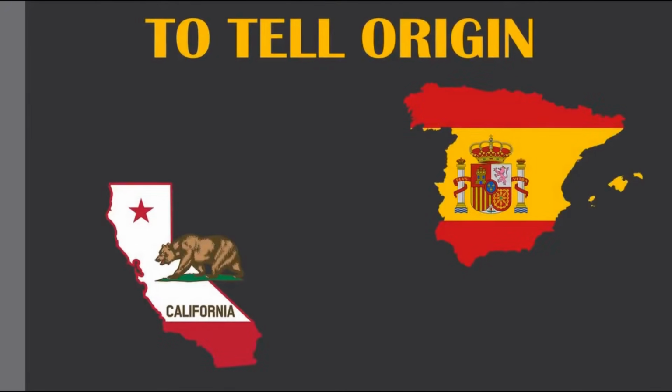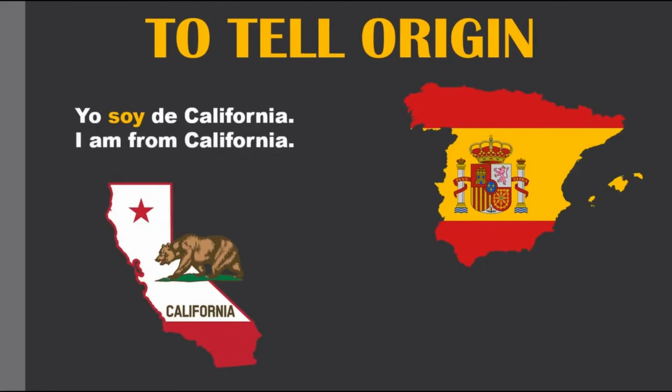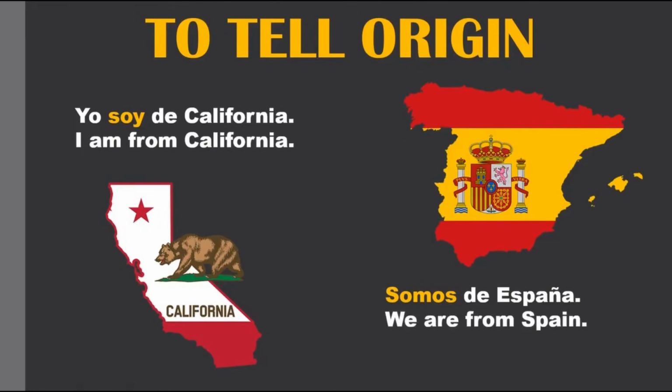To tell origin. Yo soy de California. I am from California. Somos de España. Now notice in this sentence I did not include the subject pronoun nosotros. This is because often subject pronouns will be omitted, even though the English loses no translation. We are from Spain.